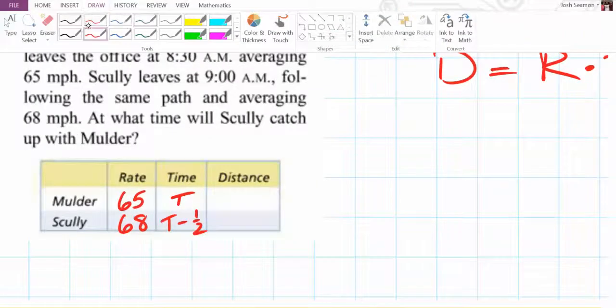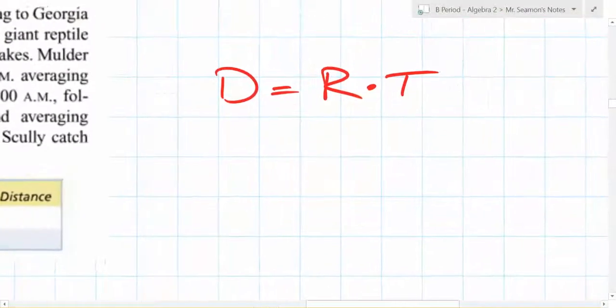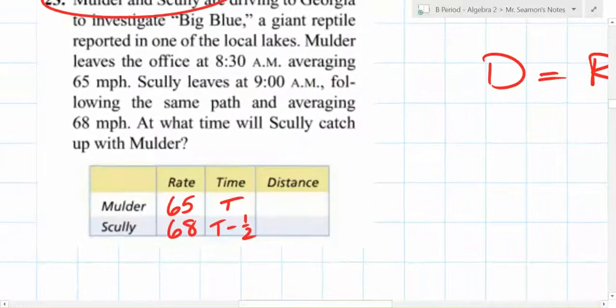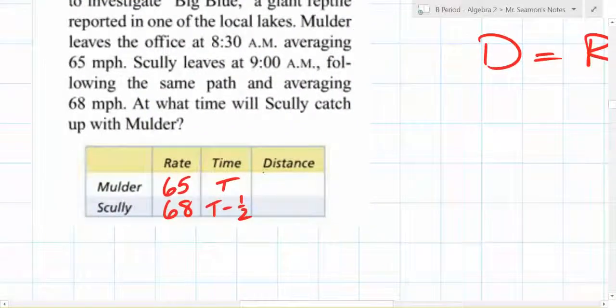So, how do you figure out distance? What's the formula? Distance equals rate times time. So what do you do to fill in the distance? What is the distance? T times 65. Distance is rate times time. So you have rate and you have time, so tell me what the distance is. 65T. What about Scully?